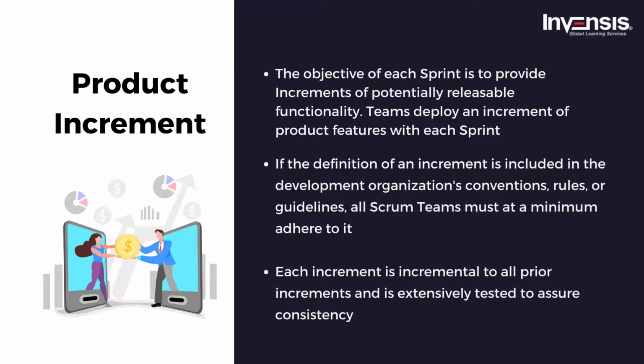If the definition of an increment is included in the development organization's conventions, rules, or guidelines, all Scrum teams must at a minimum adhere to it. If it is not a tradition of the development company, the Scrum team must create an increment definition that is suitable for the product. Each increment is incremental to all prior increments and is extensively tested to assure consistency. As Scrum teams expand, it is expected that their definitions of increments will expand to contain additional criteria for enhanced quality. Any individual product should have an increment definition that acts as a guide for any work performed on it. This was about product increment.